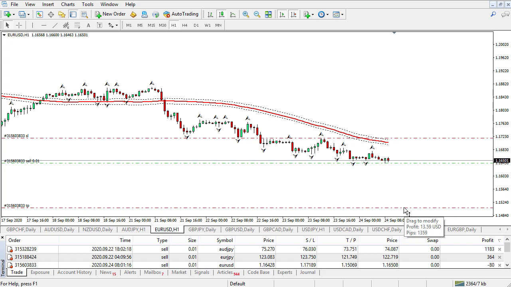But I think I made a mistake here. The take profit order for my short forex trading position on this currency pair is only 135.9 pips away from the trade's entry level instead of 152.2 pips. So let me quickly adjust that now.